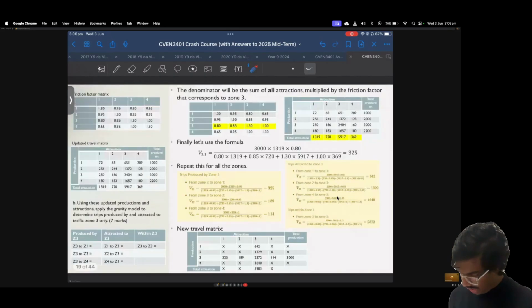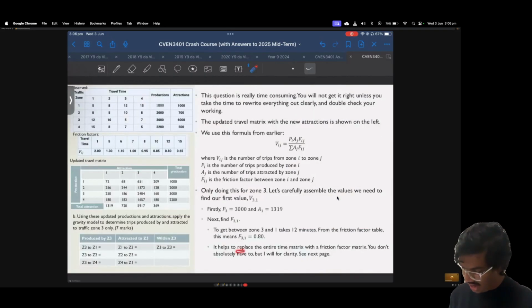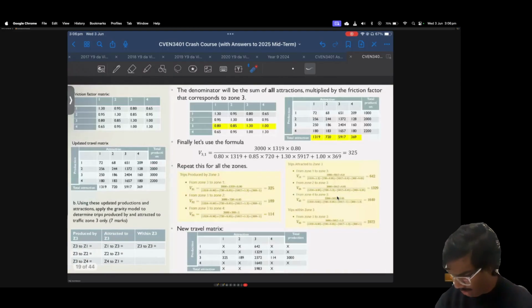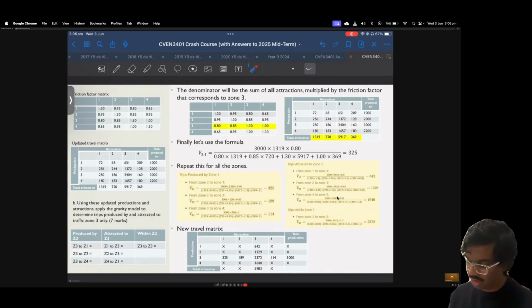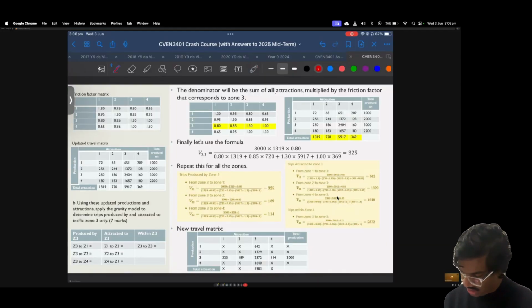It will also help you to replace the entire time matrix with a friction factor matrix. You don't absolutely have to, but I will for clarity. And you'll understand why in a bit, okay? So the denominator, this is where it gets a bit hard, is the denominator, okay? The denominator is the sum of all attractions multiplied by the friction factor that corresponds to zone 3, okay? And it's all attractions within zone 3, so not within zone 1. This is what really tripped me up.